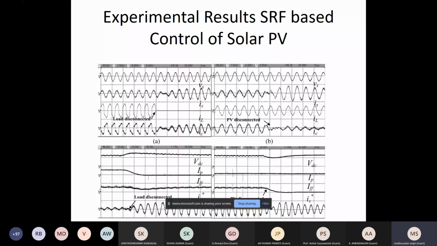Now these are a few standard results. You see the source voltage, the load current, and we have created all kinds of changes in load, say unbalancing the load. Still we are able to balance the source current. This is source voltage and this source current and load current, right? And the DC link voltage is also regulated. So these are very small variations.